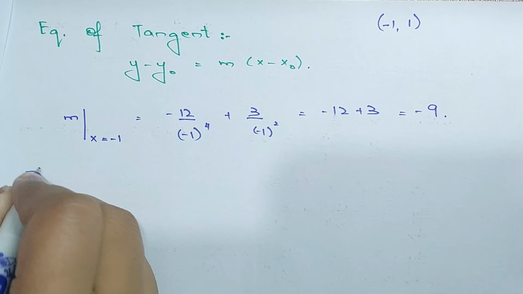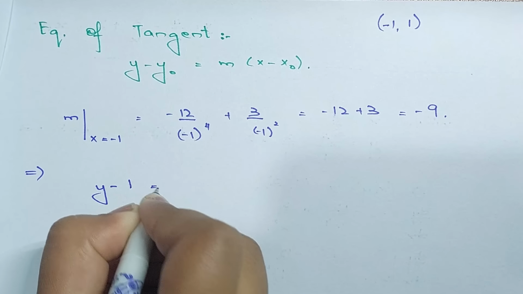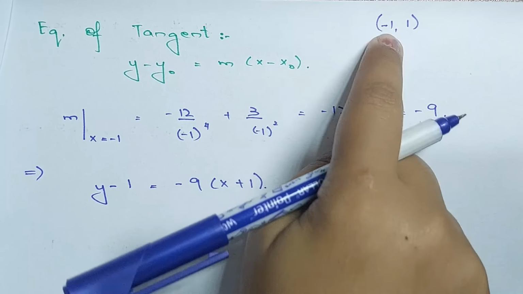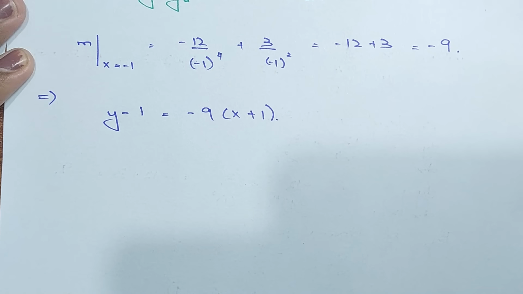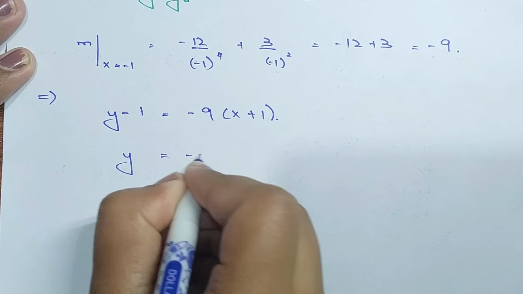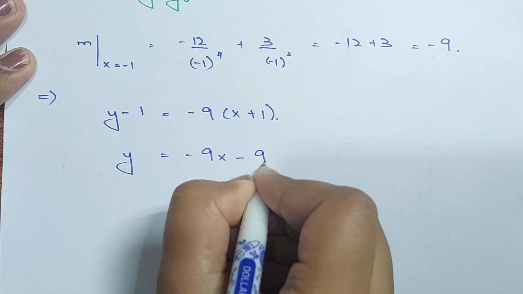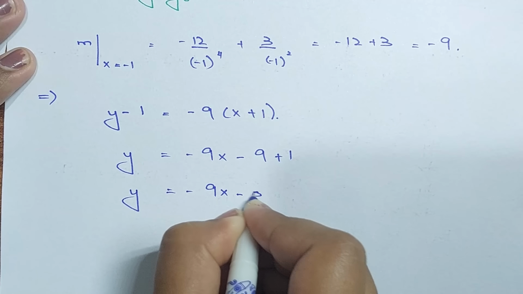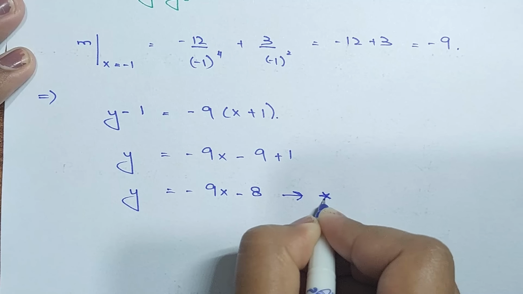All right, let me plug into the formula. Y minus 1 equals negative 9 times x plus 1, because x naught is negative, it becomes positive. Let me solve. So y should be equal to minus 9x minus 9 plus 1. So y equals minus 9x minus 8. This is my equation of tangent.